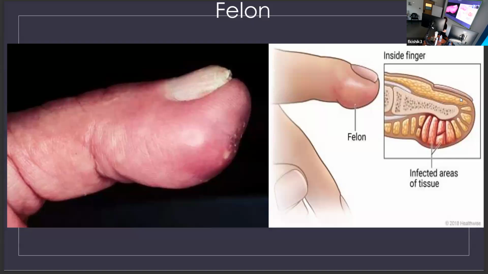Okay. Felon. So a felon is going to be basically an infection of the finger at the distal pulp. So this is your finger pad. This can happen for a variety of different reasons. It could be because a foreign body got stuck in someone's finger pad. It could be that there was some sort of penetrating trauma, or it can happen because they had a paronychia acutely, all right, that was untreated, and then over time the infection spread and went to the finger pad, okay. This is something when you see it, you have to treat it, okay.